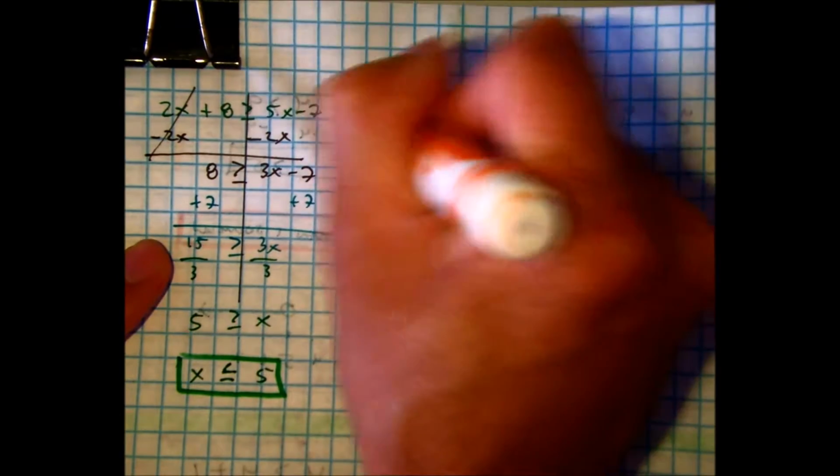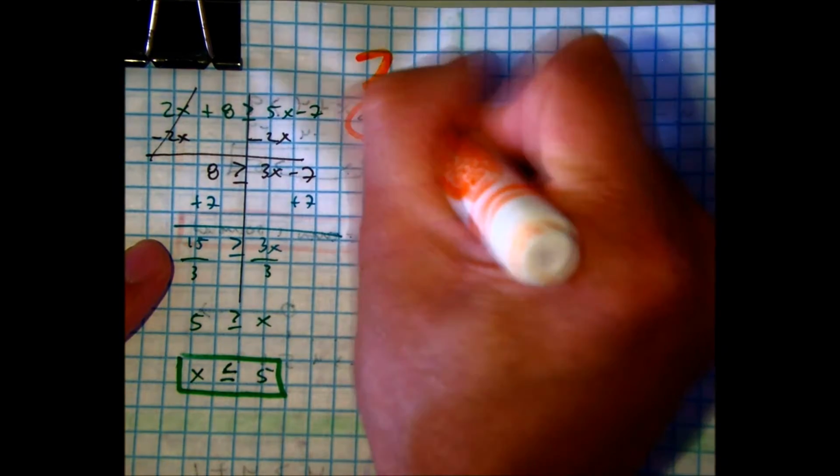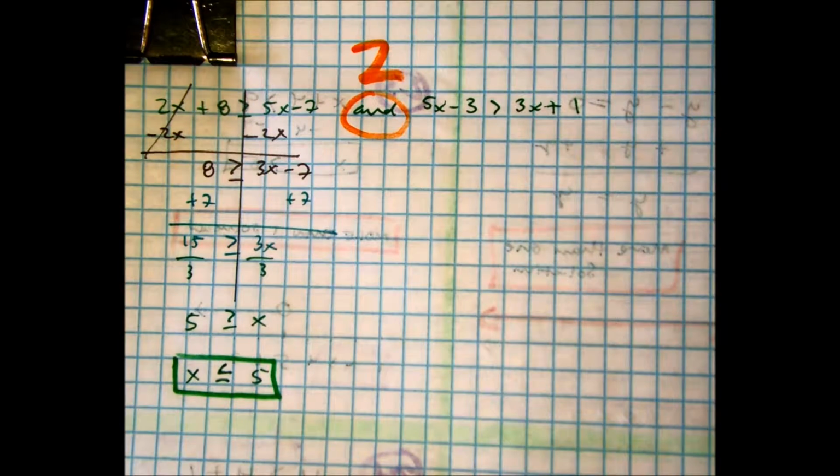Now I don't want to forget this. Class, what's the key word between those inequalities? And means what number? 2. To get into this prestigious college, you better have a 4.0 and taken 8 AP classes. Does that make sense? You have to meet both of those conditions.